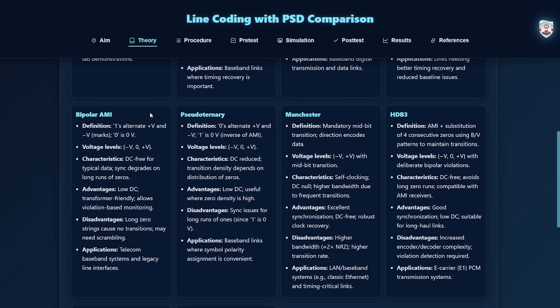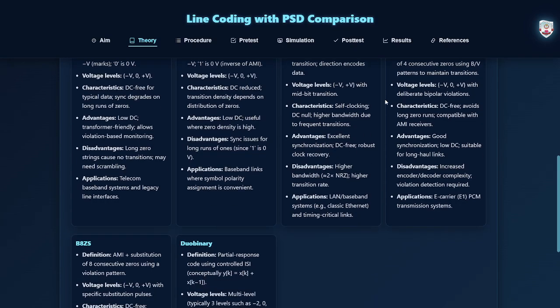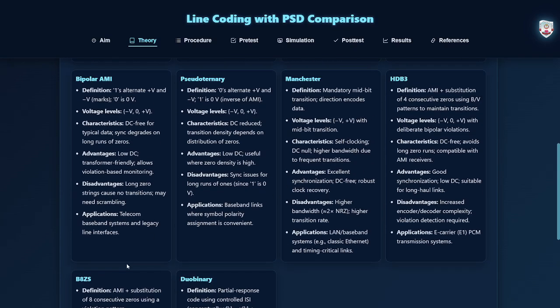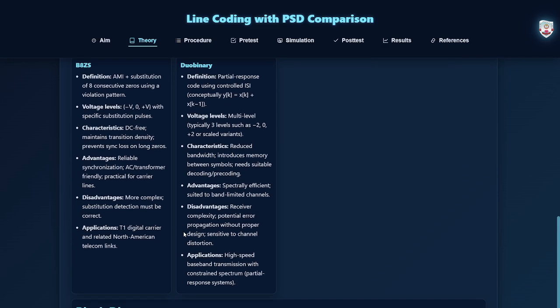This helps reduce the DC component and improves transmission efficiency. Self-synchronizing techniques like Manchester coding ensure that there is always a transition in the middle of every bit. This makes clock recovery easier but requires more bandwidth. Advanced techniques such as HDB3, B8ZS, and Duobinary coding are also used in practical communication systems to maintain synchronization and improve spectral efficiency.